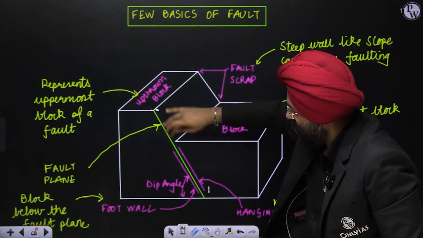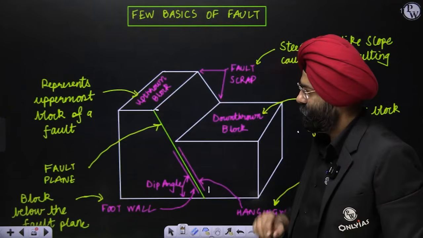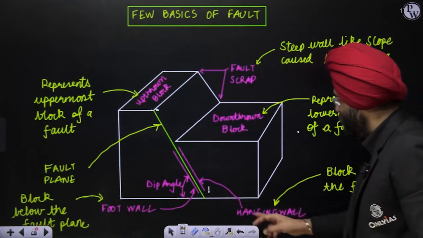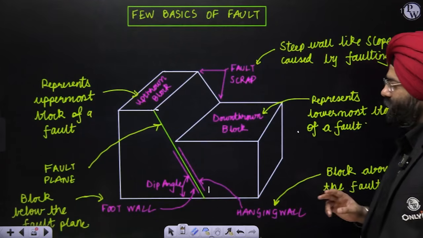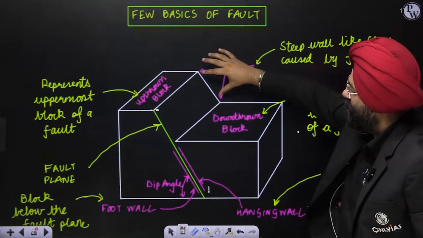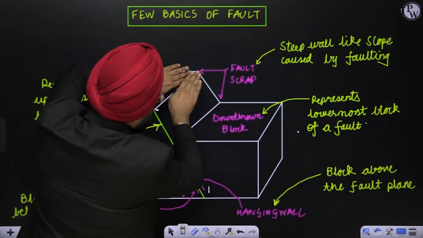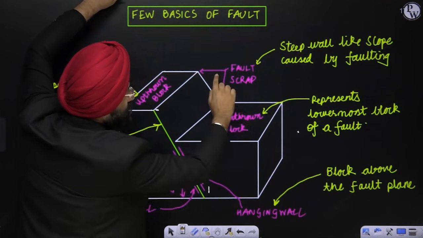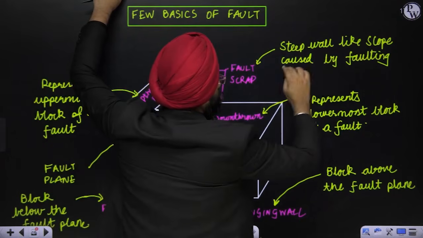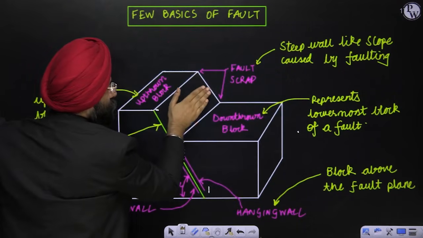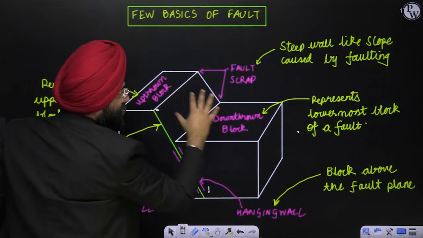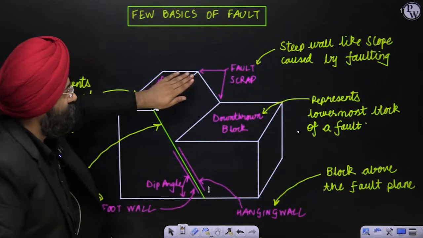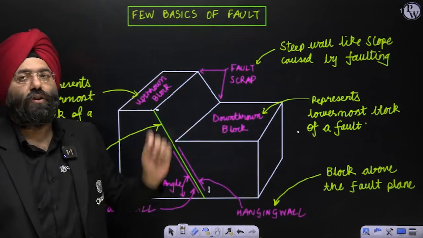And this is taking place along the fault plane, right? The block below the fault plane is known as the foot wall, and this is basically the hanging wall, the block above the fault plane, right? Now see, this part where it was originally located has moved down. So this is the part which has now been emptied because the block has moved down. This is known as a steep wall, a slope caused by the faulting. This slope formed because of the faulting process and the block that has gone down is known as the fault scarp. So this is a steep wall formed because of the faulting phenomenon.